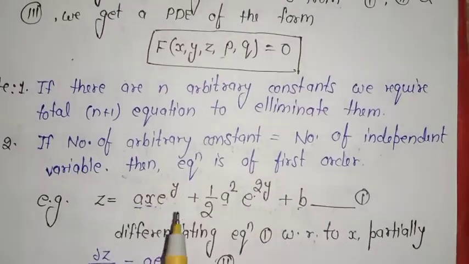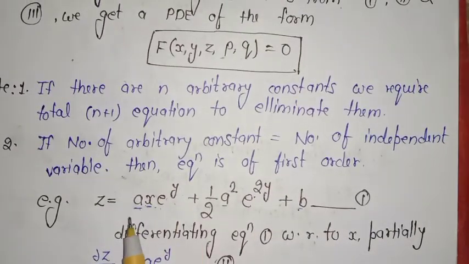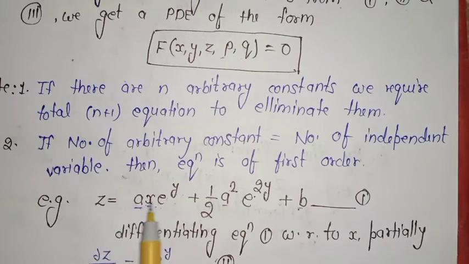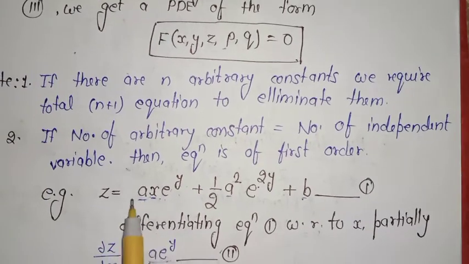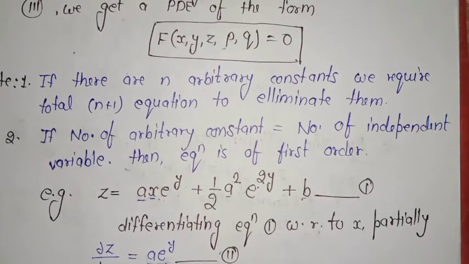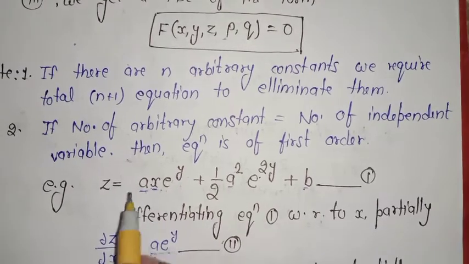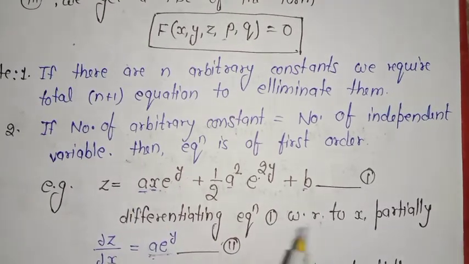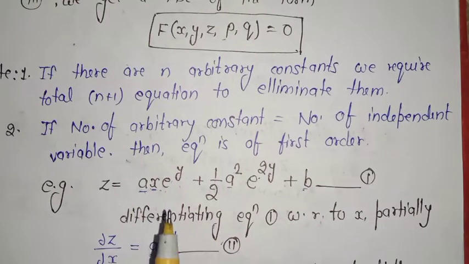Now I am taking one example. This is the given example. Here a and b are the arbitrary constants and x and y are the independent variables. So the number of arbitrary constants is equal to the number of independent variables, so the equation that will be formed must be of first order.